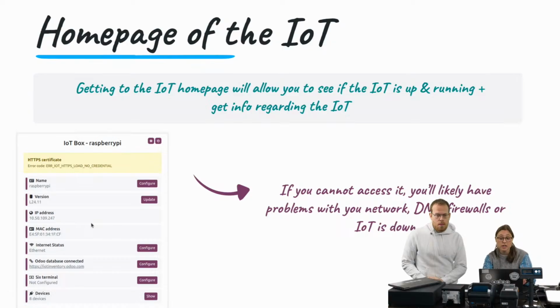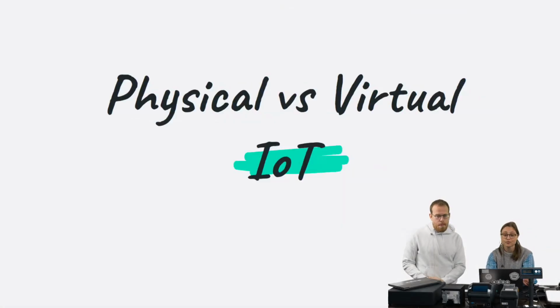Now, if you don't have access to the page, it's a very good indication that you're probably not on the same network, that you might have some DNS and firewall configuration that are going to prevent you from getting on the page and the IoT functioning properly, or just that the IoT is down.